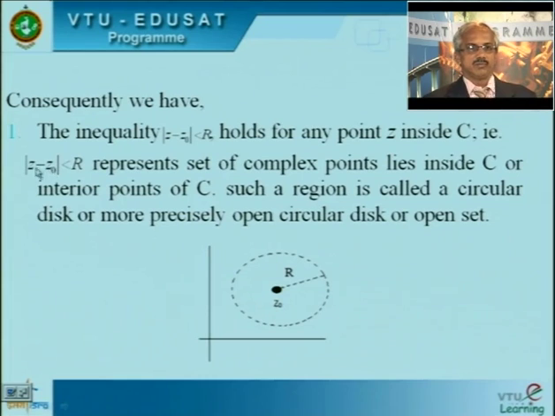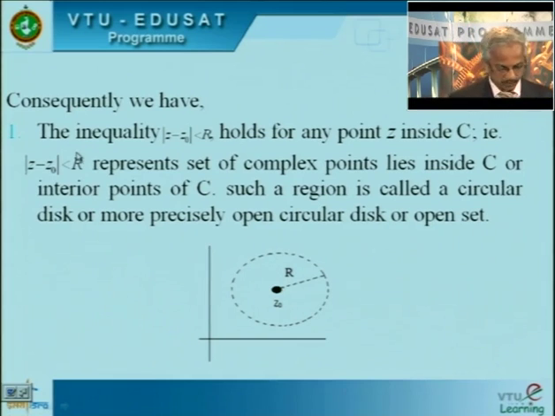That is, |z - z0| < r represents the set of complex points that lie entirely inside C, or we can also say that it is an interior point of C. Such a region is called a circular disk, or more precisely an open circular disk or open set. So, the open circular disk and open set are formed by this mathematical expression.